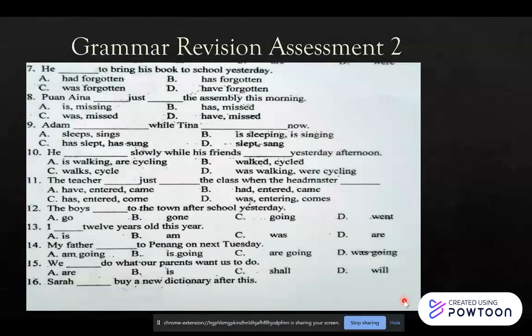For the next part, we will look at more questions, number 7 to 16. I would like to give you a few minutes again to try answering them before I share the answers with you.